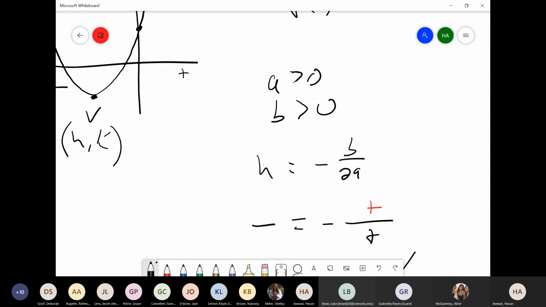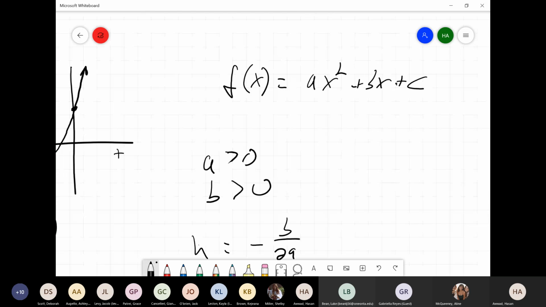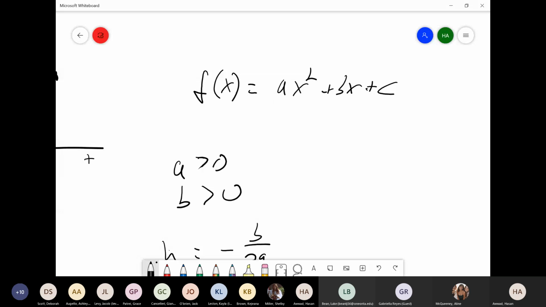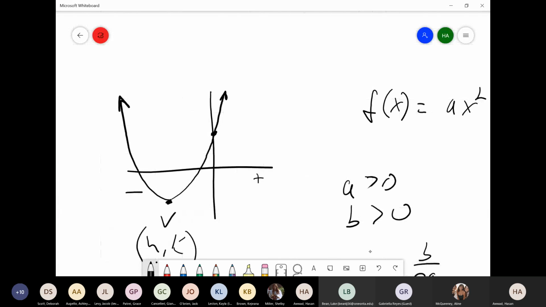And the last thing that we have to figure out is the sign of c. But think about it. When you're doing your y-intercepts, which is what this is, right? This point is on the y-axis, so this is a y-intercept.